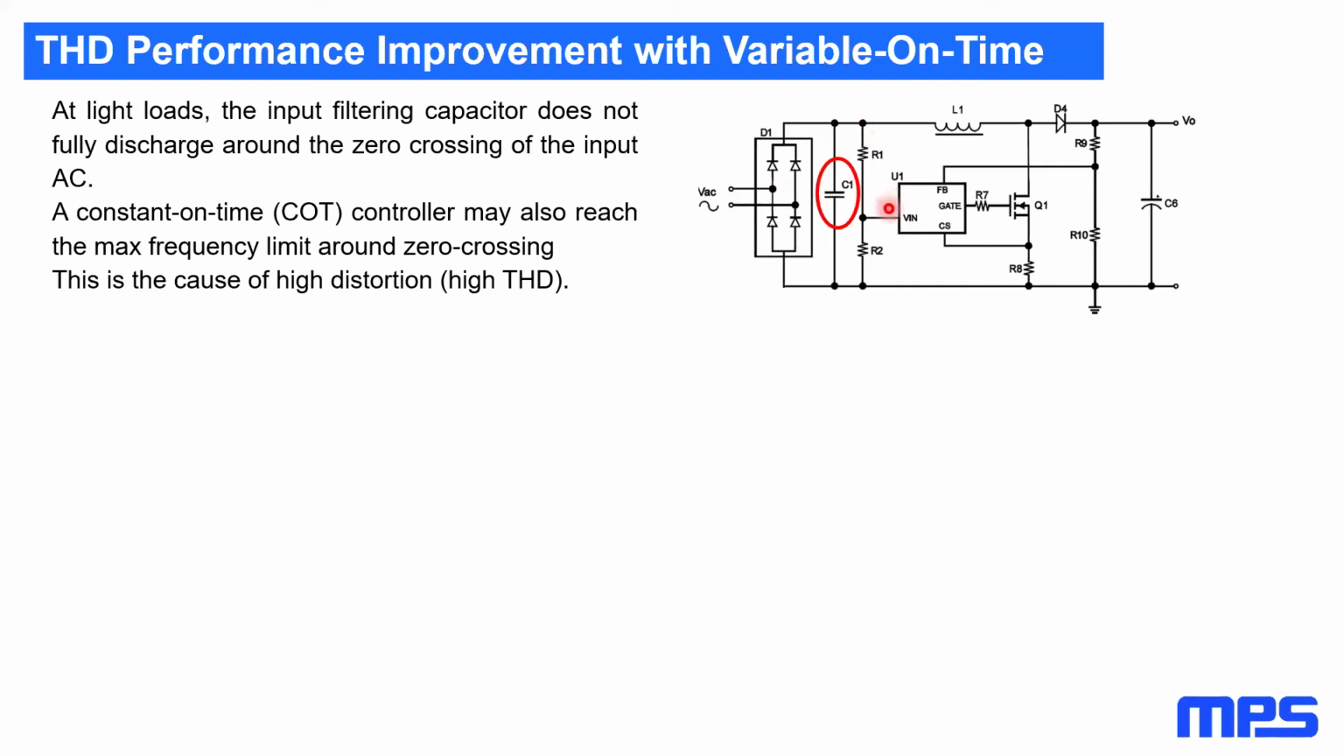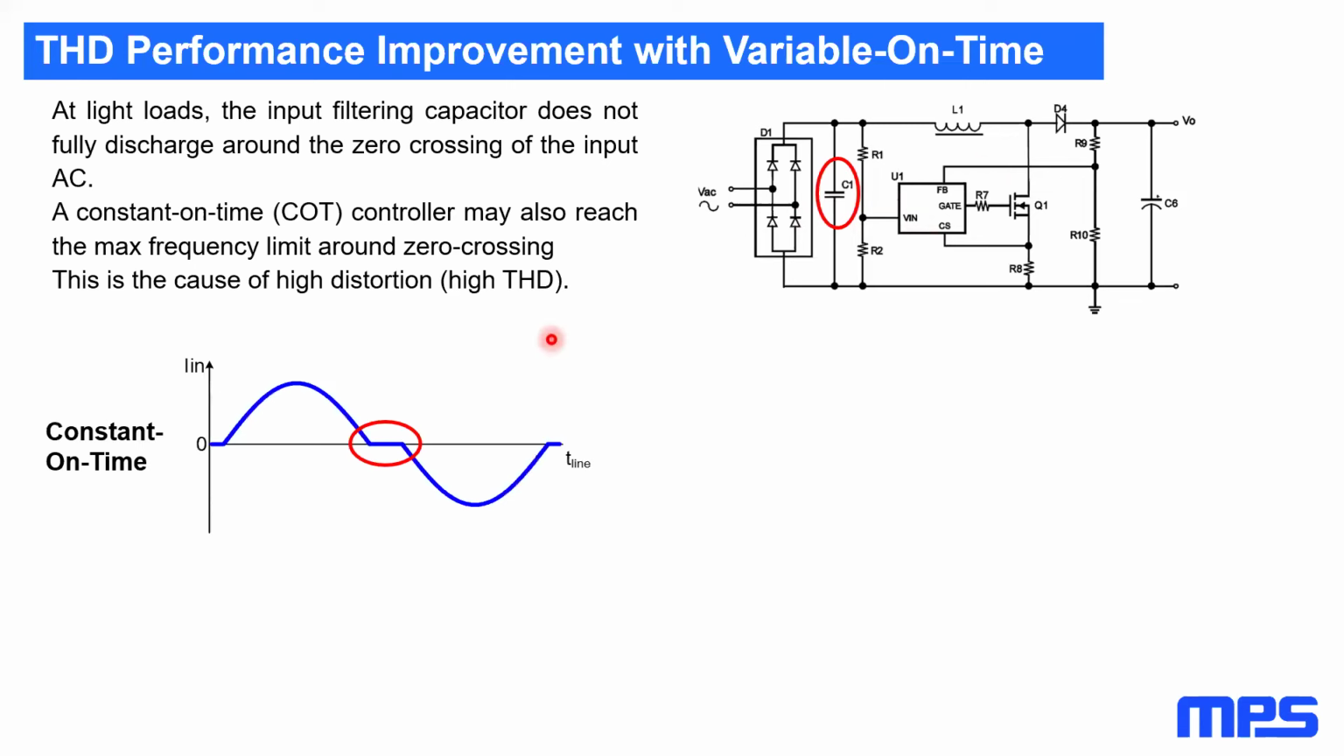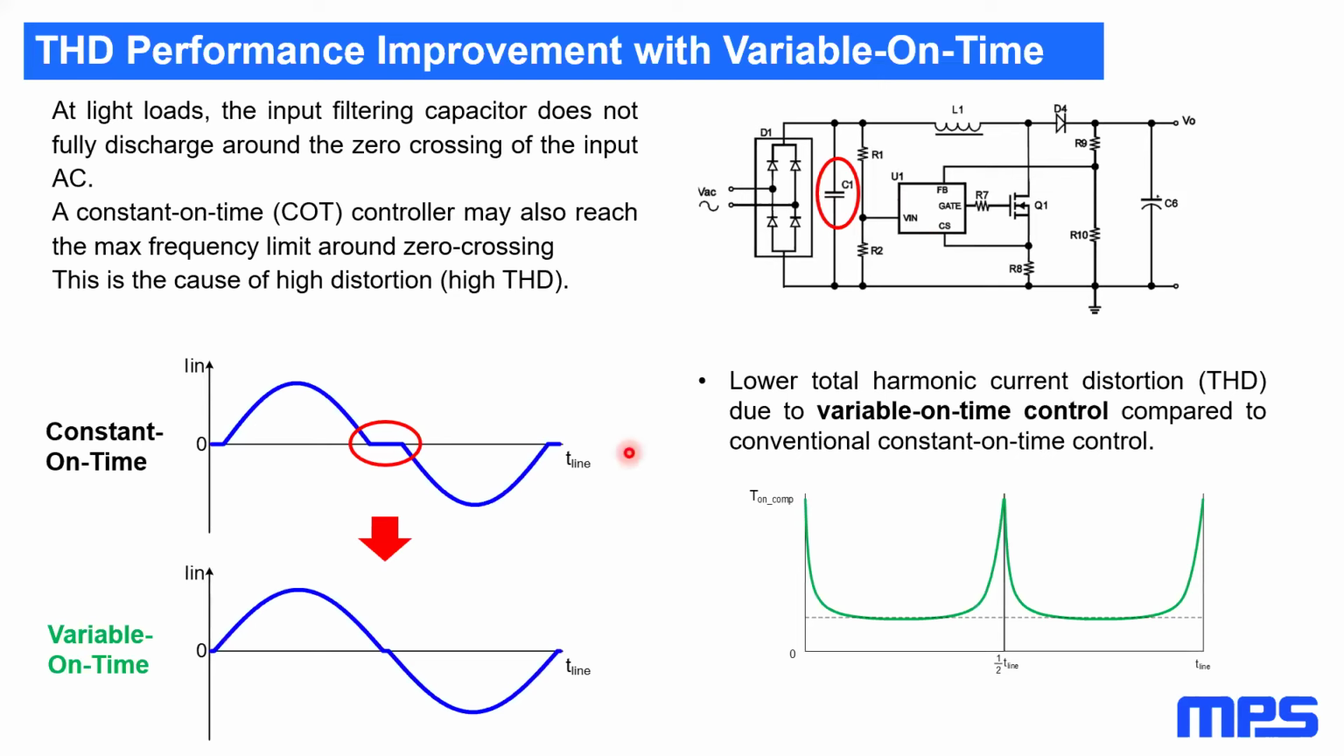There may be also some other limitation of a constant on-time controller. For example, it may hit a max frequency clamp around the zero crossing, and all of these can create some high distortion, because if you look at the shape of the current, then this might translate into something like this, where the conduction is shorter than the actual sinusoidal waveform. And there's a gap here, and this tends to have a high distortion. So what we want is to try to close the gap and have it as close as possible.